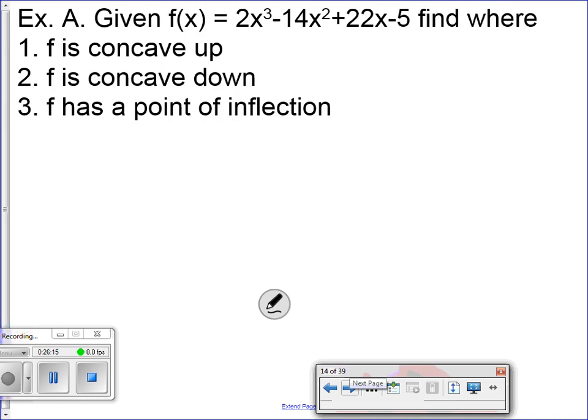Example A. We've got this function. And look at what we're asked for. We want to know where the function's concave up, concave down, and points of inflection. What should we do? Make a sign chart for the second derivative. Don't even bother making a sign chart for the first derivative. You're not asked where it's increasing or decreasing. So get the second derivative. Don't be afraid of fractions. Go.